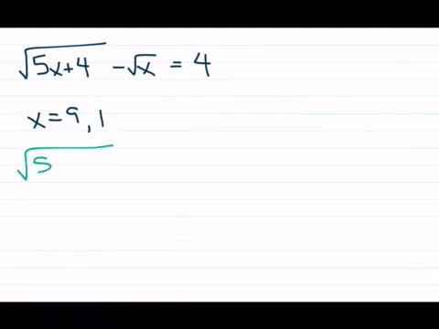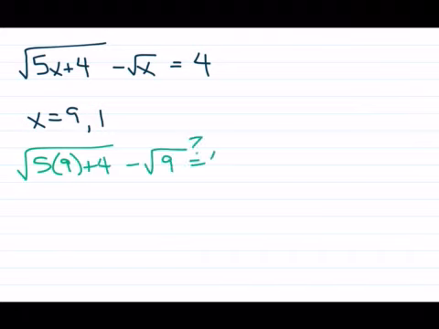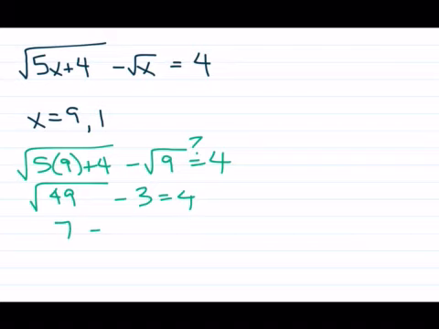We'll throw 9 into the equation and see if we can get the same answer of 4. 9 times 5 is 45. 45 plus 4 is 49. The square root of 9 is 3. And the square root of 49 is 7. And 7 minus 3 is 4. So 9 is a solution.